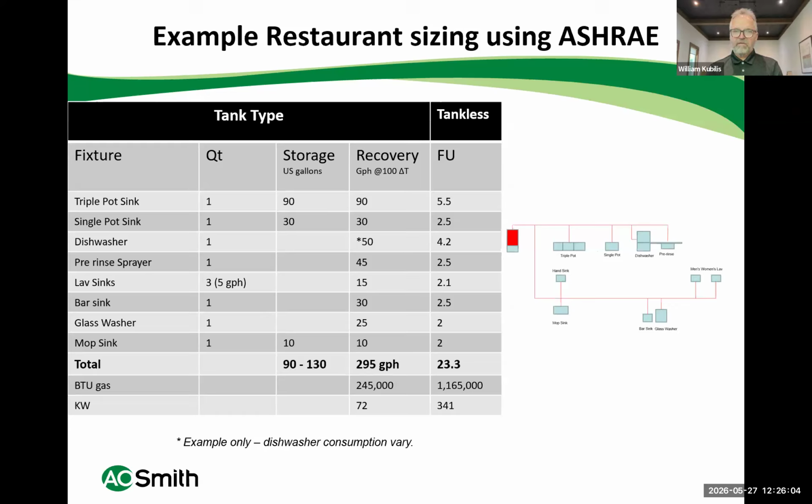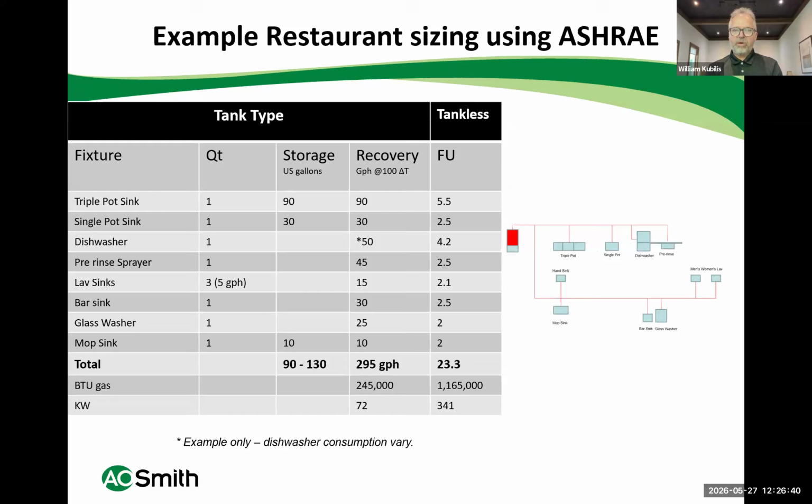So remember, all fast fills should be in storage. So I put a recovery value to each one of these fixtures. I chose 50 gallons for the dishwasher. When you pick out a dishwasher, usually the manufacturer has a spec sheet and tells you how much hot water you need to put aside every hour, how many racks per hour, how many gallons per rack. And typically, I find a Boston Pizza or something uses a 50-gallon-an-hour dishwasher.